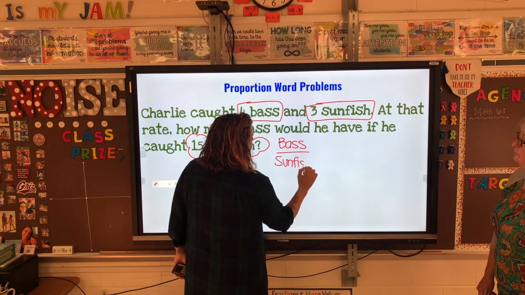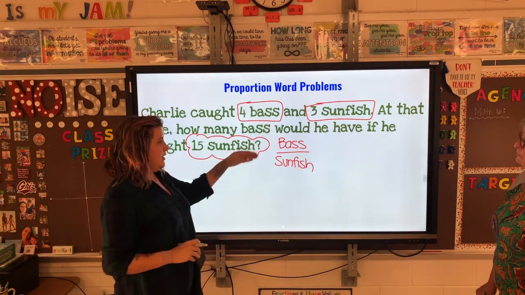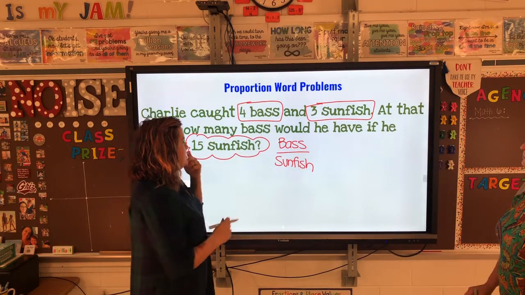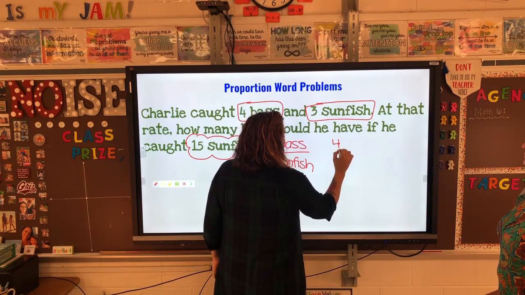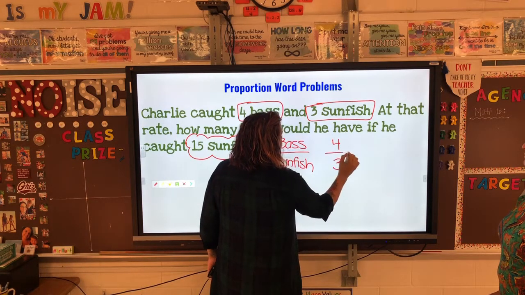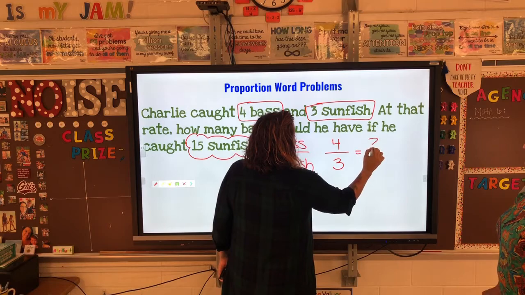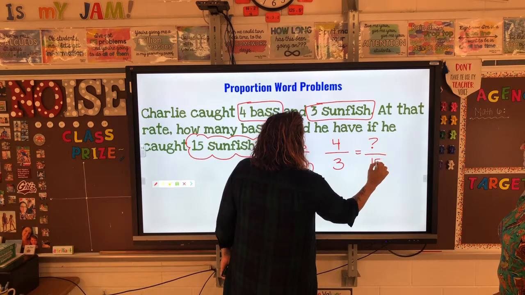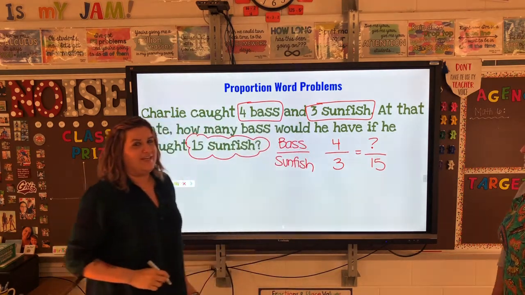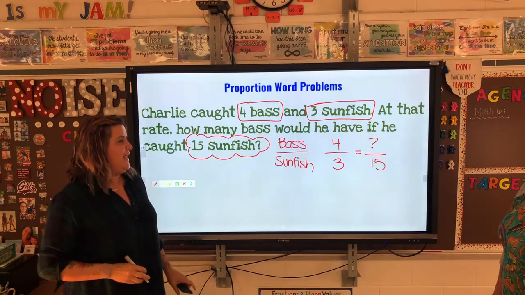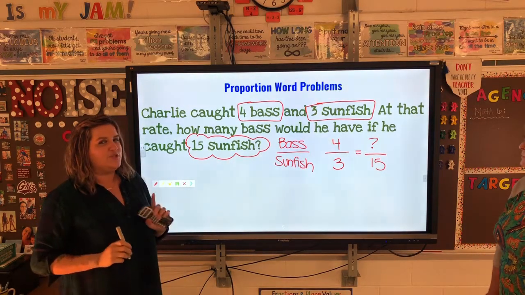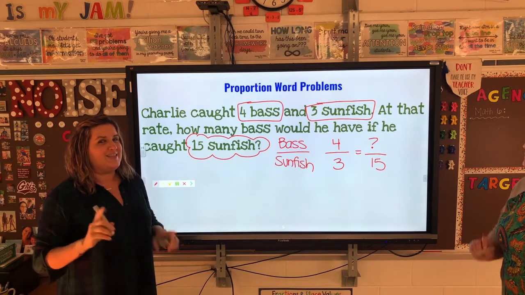And so here's my original ratio, the original setup, bass to sunfish. So there's 4 bass for 3 sunfish. So how many bass for 15? Well, the 3, 15, 5 scenario is happening. But I'm going to use a different strategy this time. So I'm going to use a double number line.